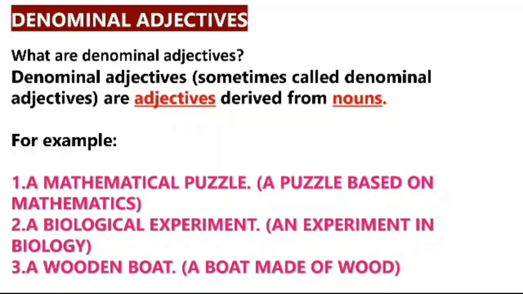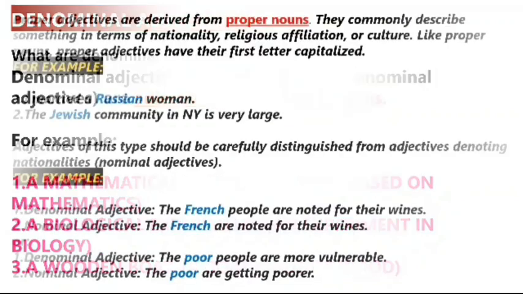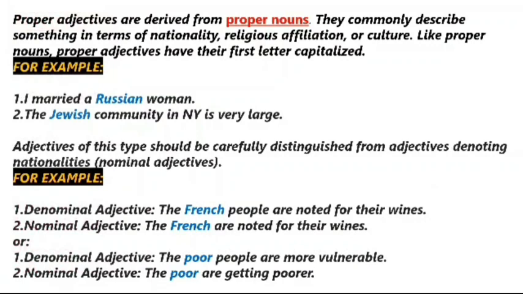So after that, the next topic is about the proper adjectives. Proper adjectives are derived from proper nouns. They are commonly used to describe something in terms of nationality, religious affiliation, or culture. Like proper nouns, proper adjectives have their first letter capitalized. For example, I married a Russian woman. So here R is capital in Russian. Second example, the Jewish community in New York is very large. So the J is capital.